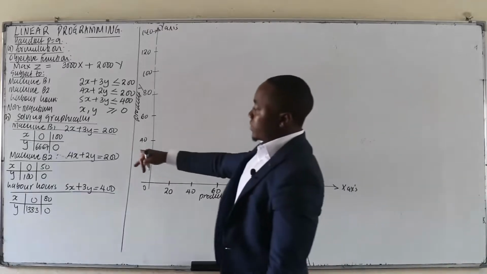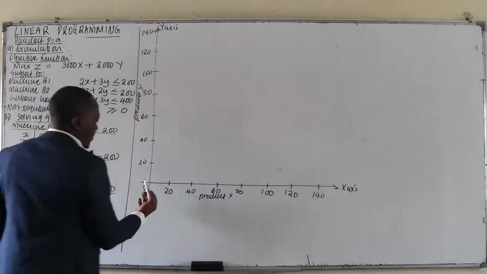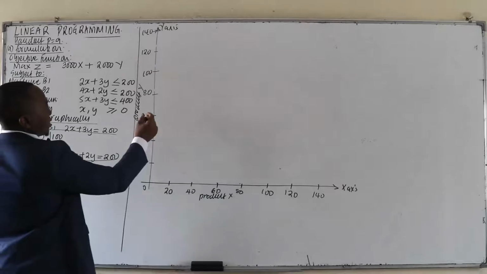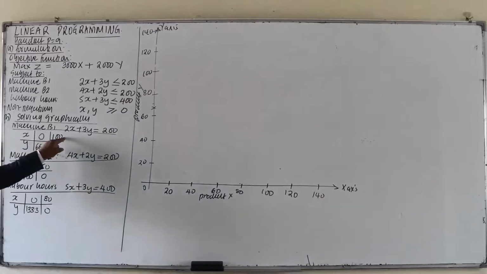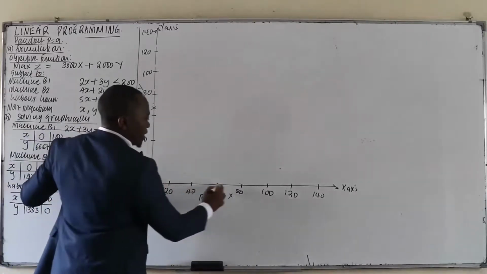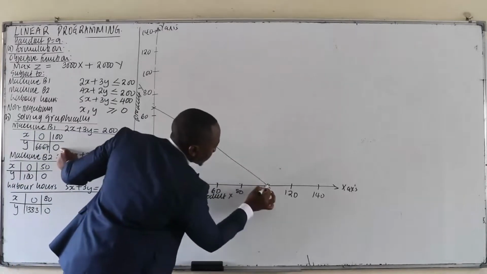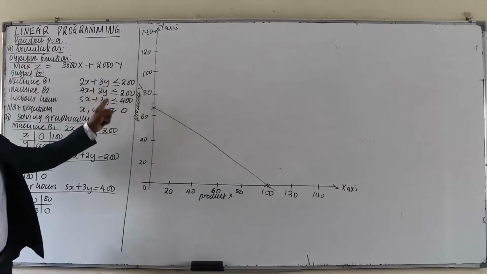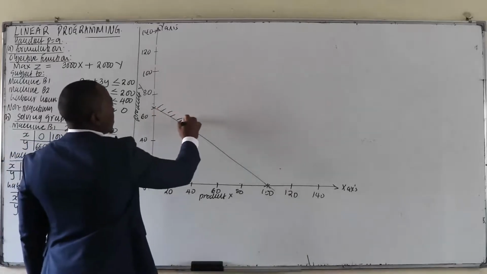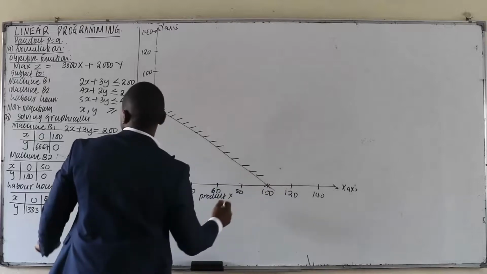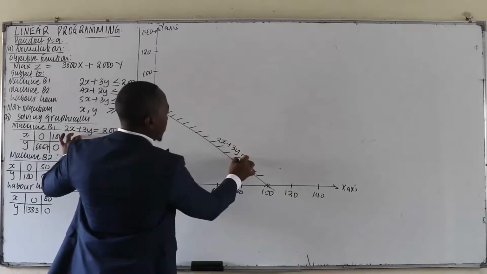Now let's start with machine B1. When x is 0, y is 66.7. That is approximately there. When x is 100, y is 0. So then you join that. And then remember the inequality was less or equal to. We should not exceed, so you shade the unwanted part. And this was 2x plus 3y equals 200.